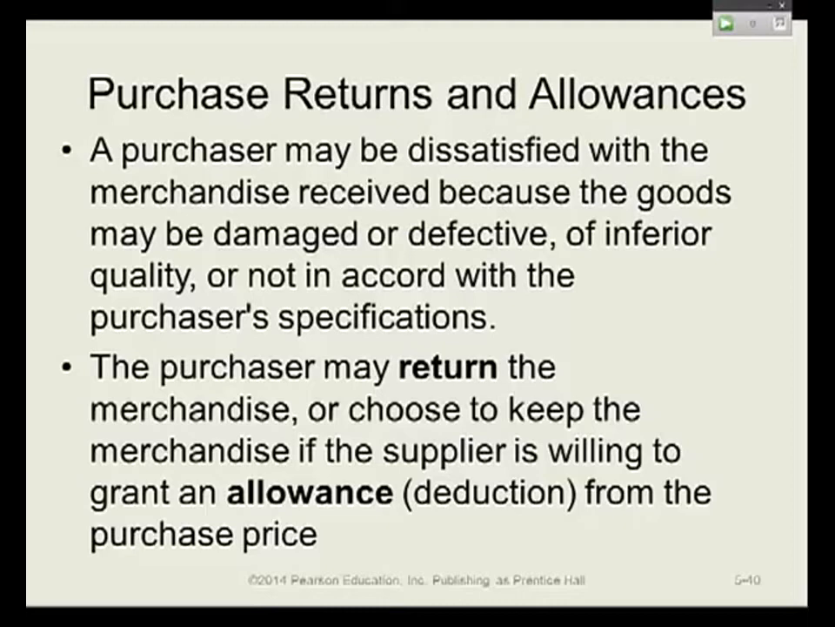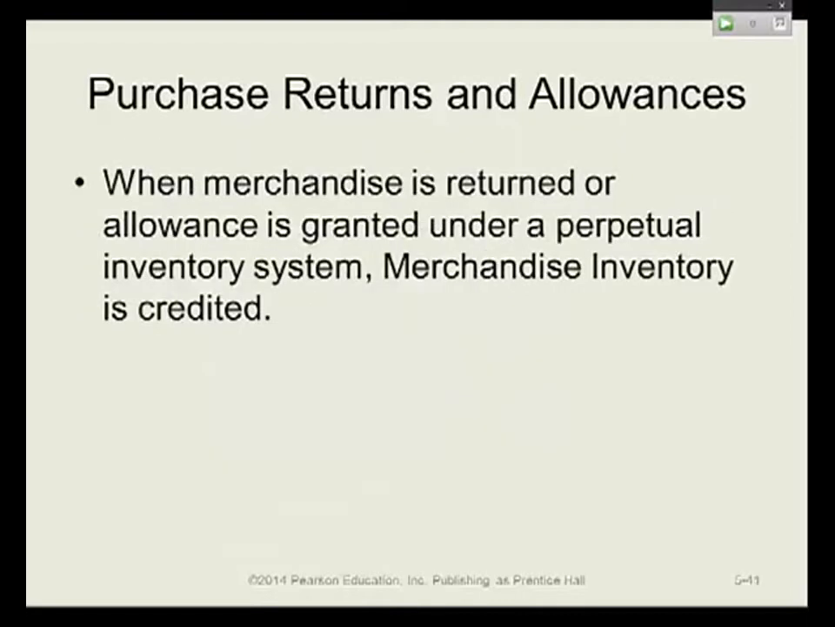If, however, you take the iPhone home and there's a scratch on the screen, so you know what, it's still working, go to Verizon, they give you $100 off. That's an allowance. You still keep it. So on the allowance, you still keep the product. Now, the purchase return and allowance is, as I said, accounted for the same way under a perpetual inventory system, and it's going to reduce both the inventory and the accounts payable.